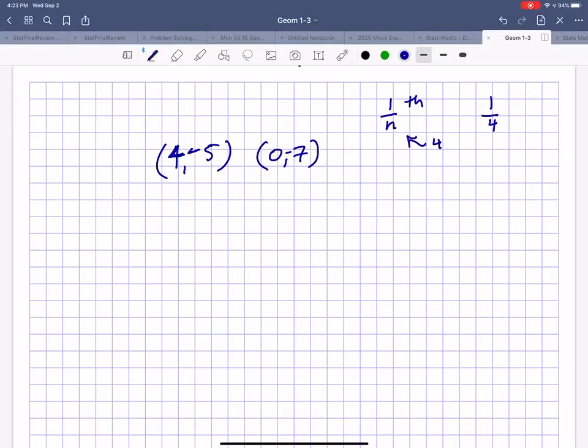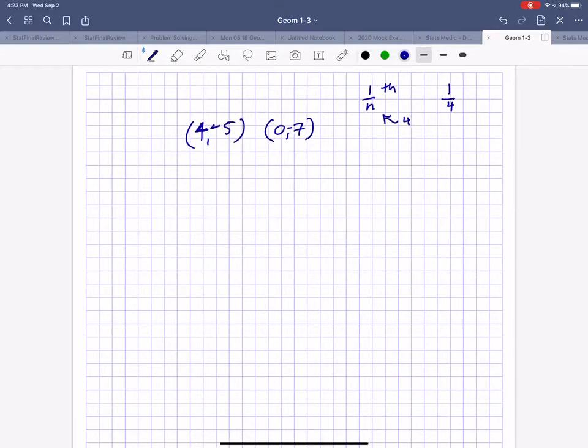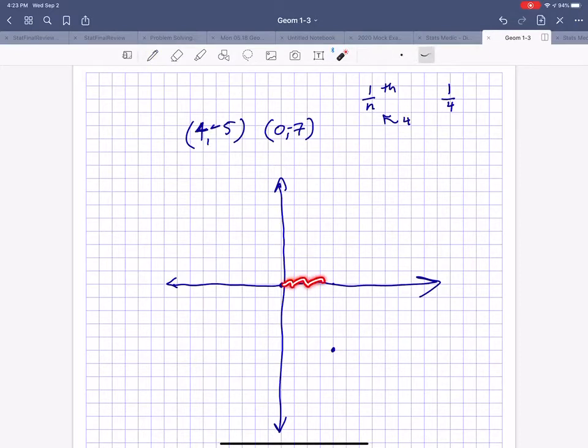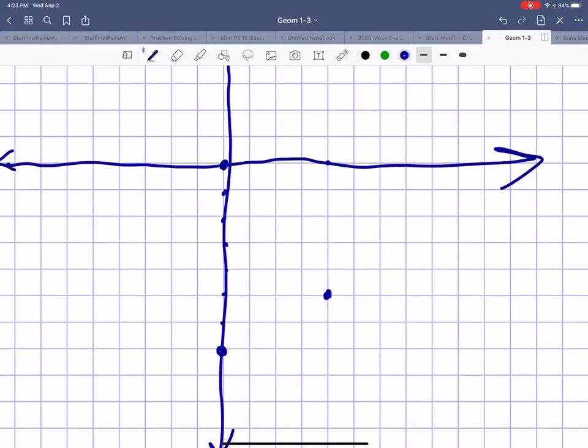So let's figure that out. What's 1/4 of the way there? If this is my origin, I plotted (4, -5) and then (0, -7). Okay, so there are my 2 points. I'm probably labeling them with the wrong names, but that shouldn't matter. And I only want to go 1/4 of the way there.